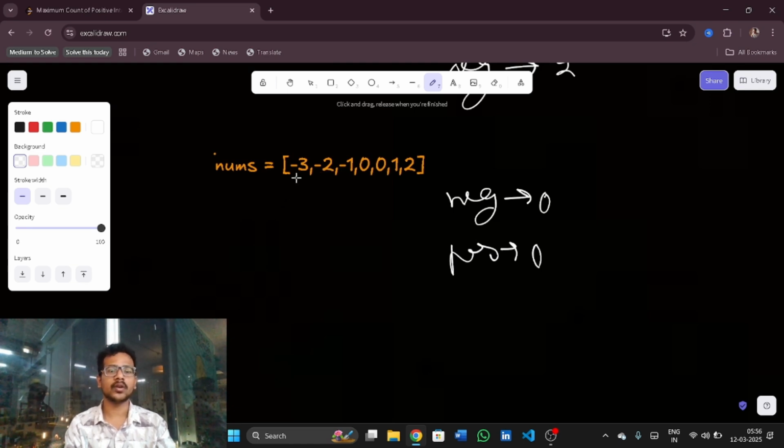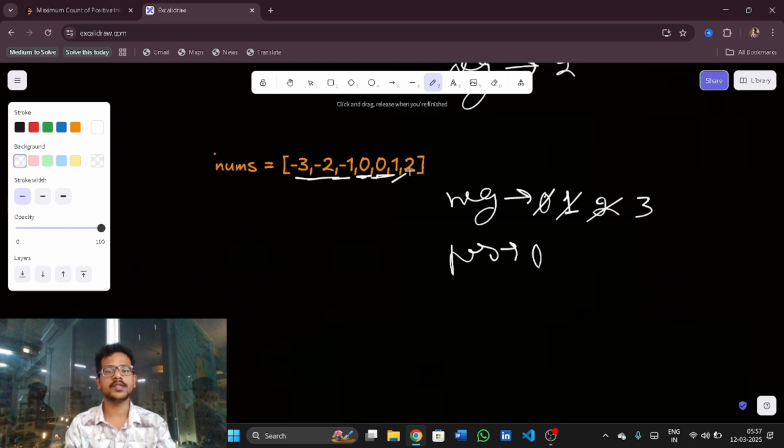I got a negative value, so let me increment my negative value to 1, and then another negative value, so increment, then I get 2, another negative value, so increment, then I get 3. But here I got 0, so it is neither negative nor positive, so let me skip this. Now again 0, so let me skip this.